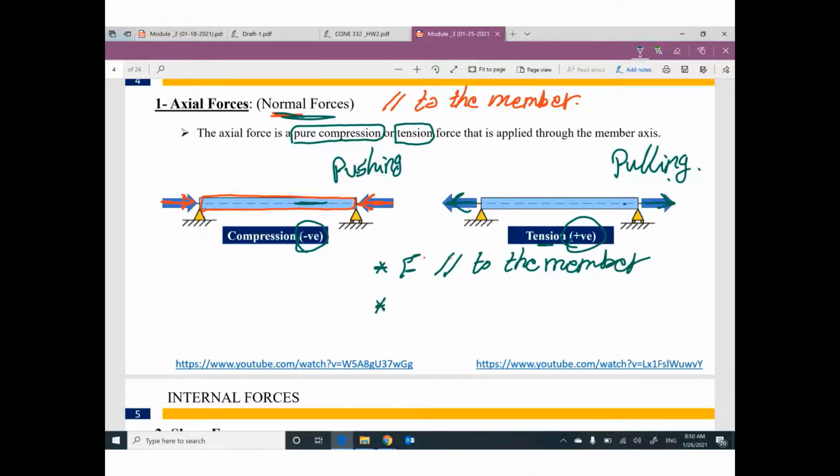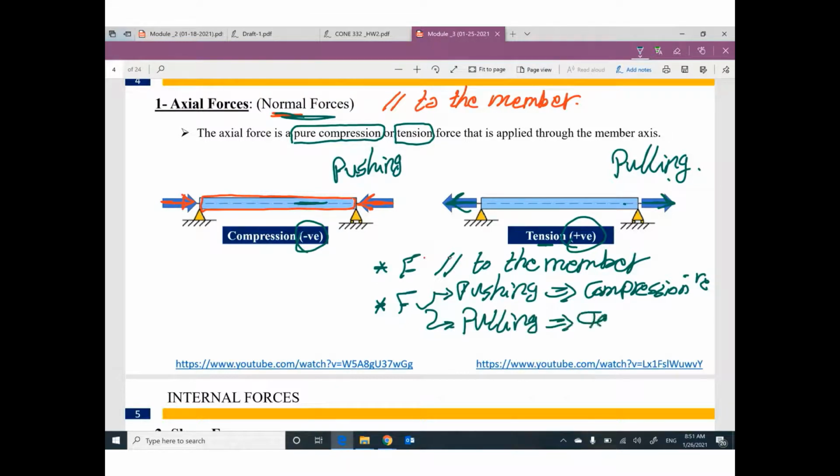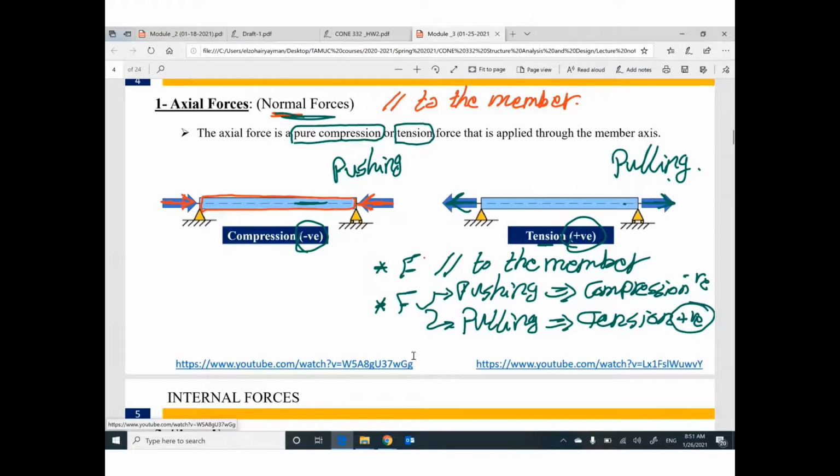If this force is pushing, it will cause compression, which is negative. If this force is pulling the member, it's a tension and will be positive. Let's watch this video.